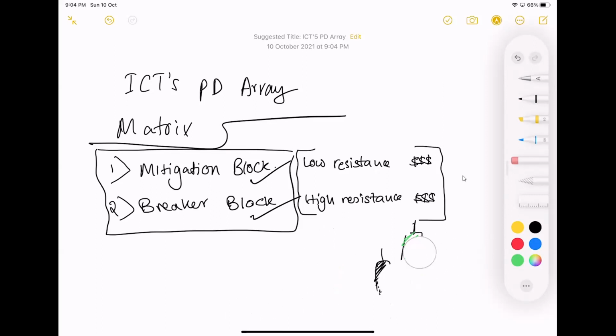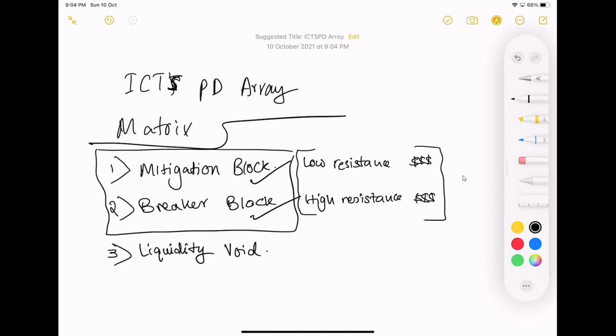Then the next part of the PDA matrix is what? Someone help me. Next part of the PDA matrix is ICT 5, because the drawing over here looks like a 5. I don't know, whatever. Number 3 is what? Liquidity void, right? So we have the liquidity void. Then number 4, we have the fair value gap.